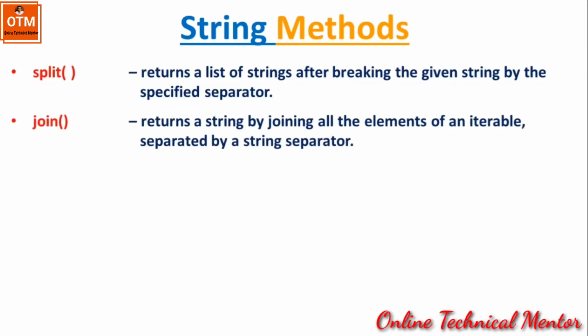Now let's move to the next method of string, that is join. It returns a string by joining all the elements of an iterable, separated by a string separator. So what are iterables? Iterables are list, tuple, string, dictionary, sets, etc. So here we will use only the string.